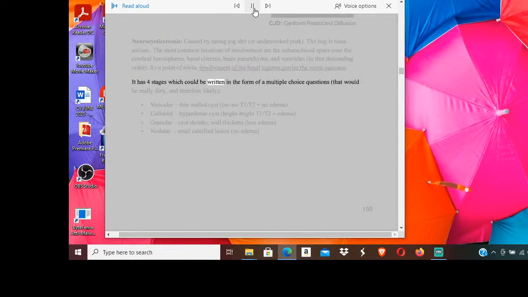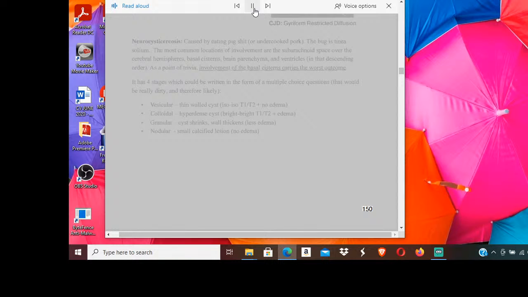It has 4 stages which could be written in the form of multiple-choice questions that would be really easy and therefore likely. Vesicular, thin-walled cyst, iso-T1, and no edema. Colloidal, hyperdense cyst, bright T1/T2 plus edema. Granular, cyst shrinks, wall thickens, less edema. Nodular, small calcified lesion, no edema.